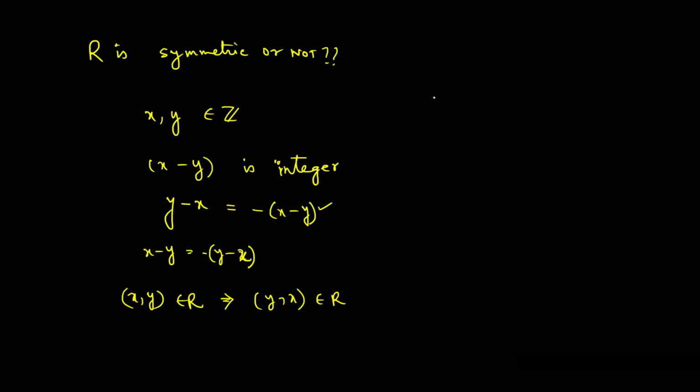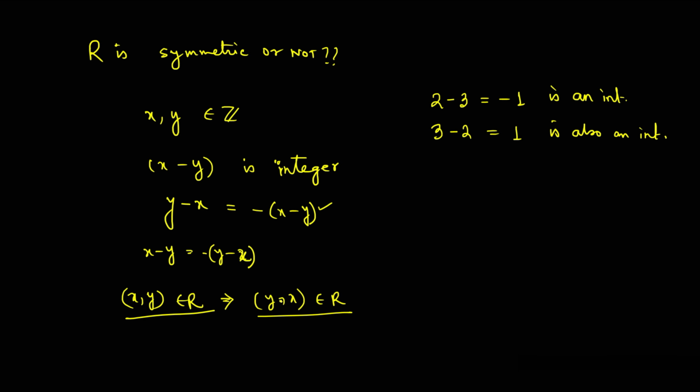Because if we subtract 3 from 2, that means it is minus 1, which is an integer. And if we subtract 2 from 3, this is 1, and this is also an integer. So (x, y) belongs to R implies (y, x) belongs to R, that means R is a symmetric relation.